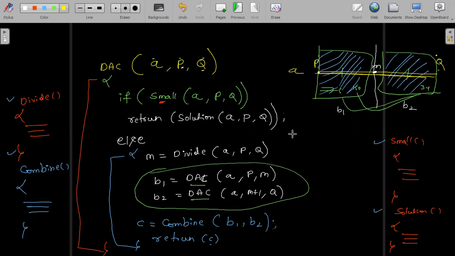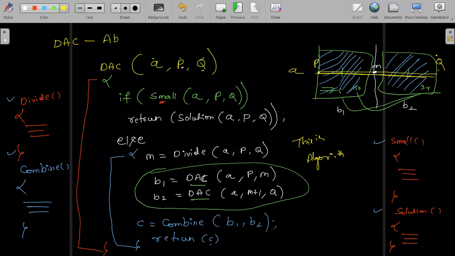See here, this is an algorithm. It's not a program. Please understand here. That's why we are writing combine, return, all those things. I'm not writing any code here. So what is this algorithm exactly? It is an abstract algorithm, the divide and conquer abstract algorithm.